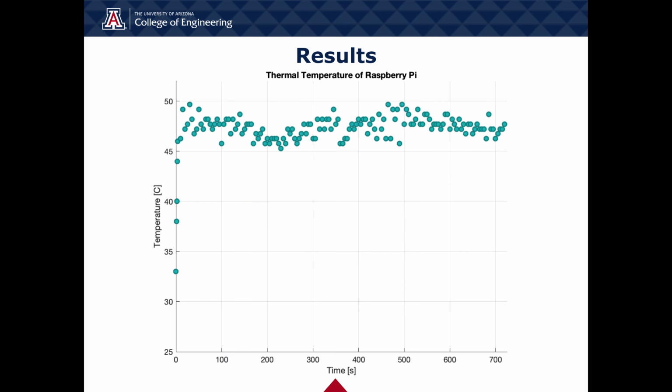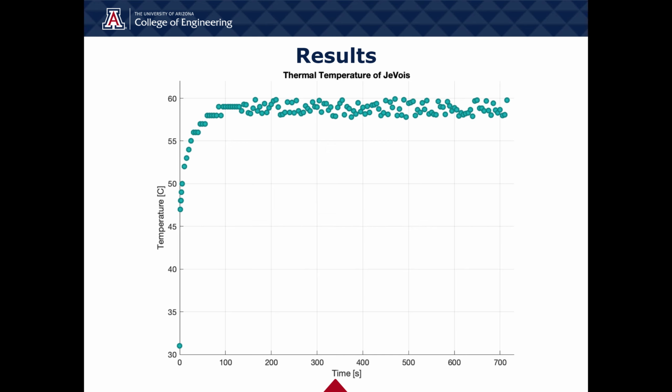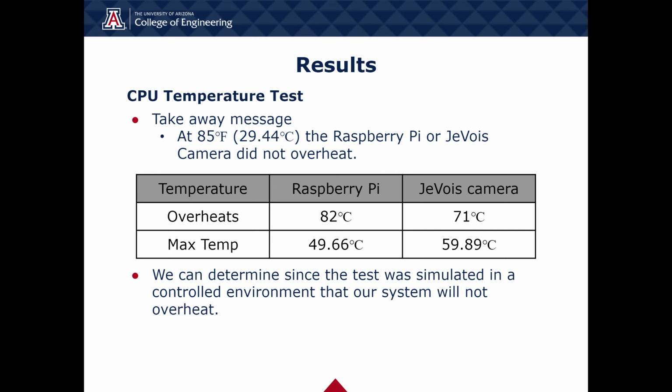For the first figure of the Raspberry Pi, we noticed that the temperature reached a max temp around 47 degrees. For the next slide, we noticed that the JBWA's camera temperature rounded off around 6 degrees. The takeaway message would be that the CPU temperature of the Raspberry Pi and the JBWA camera both passed the test and reached the max temperature of 50 degrees and 60 degrees Celsius, while the overheat temperature values are 81 and 71. And neither will overheat.